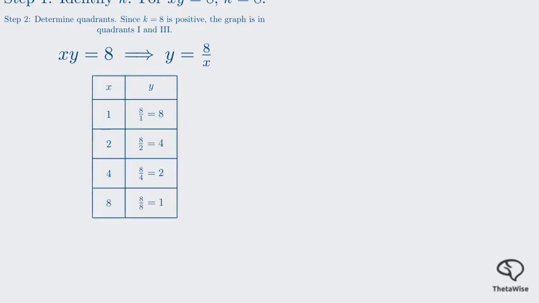If x is 1, y is 8. If x is 2, y is 4. If x is 4, y is 2. And if x is 8, y is 1. We now have 4 key points in the first quadrant.